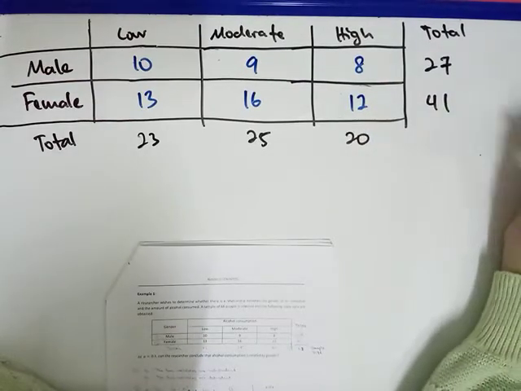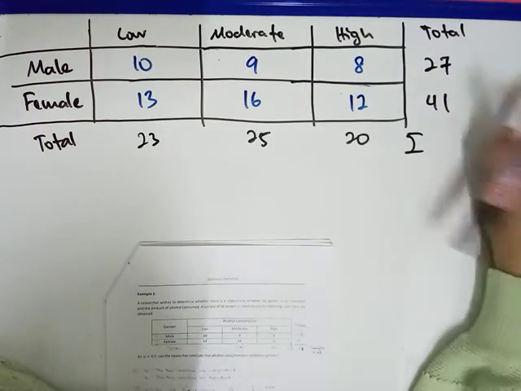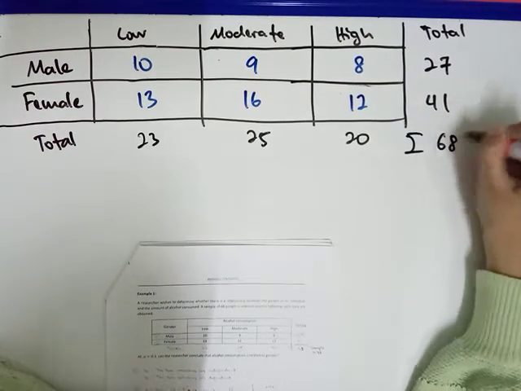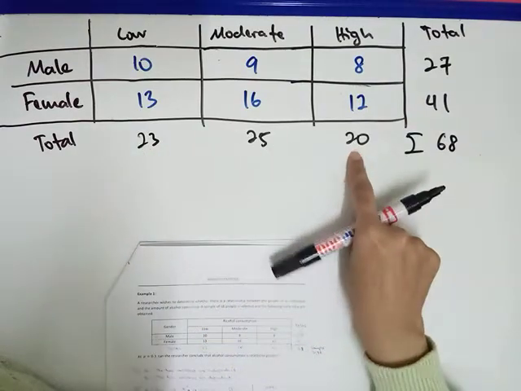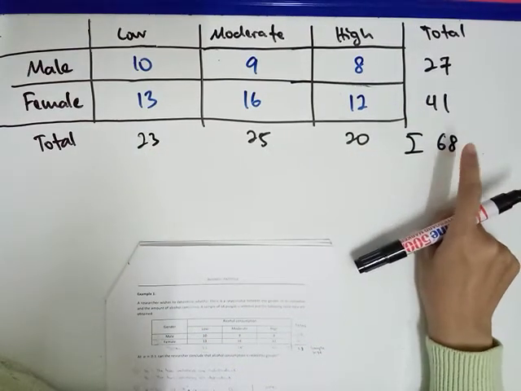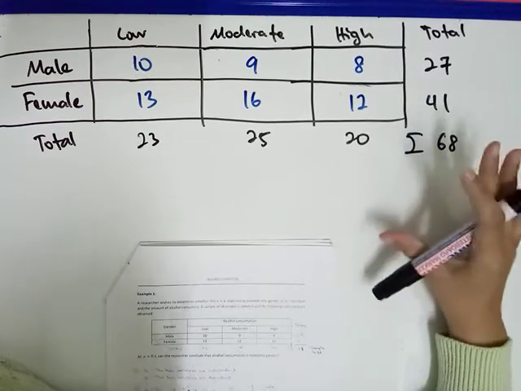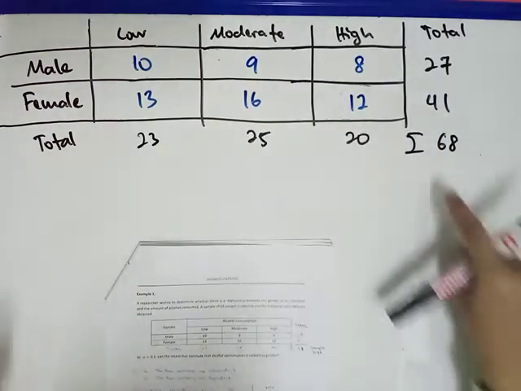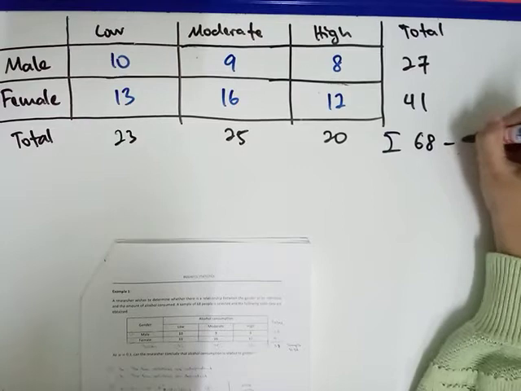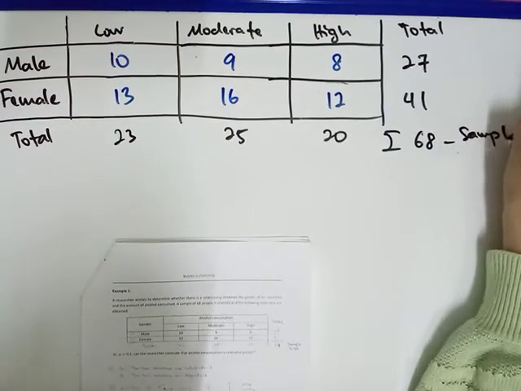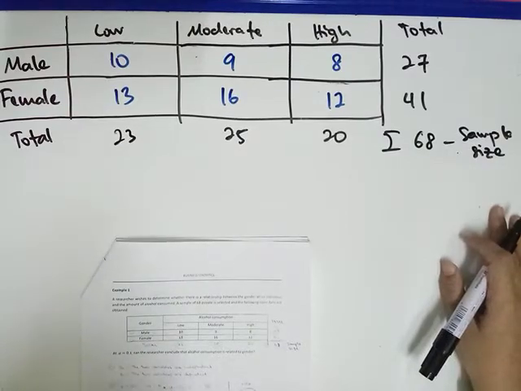And then you need to total up. 27 plus 41, you will get 68. This one also, 23 plus 25 plus 20 must be the same value, 68. You must also get 68. If you don't, that means you have a wrong calculation. So this total 68 is the sample size.